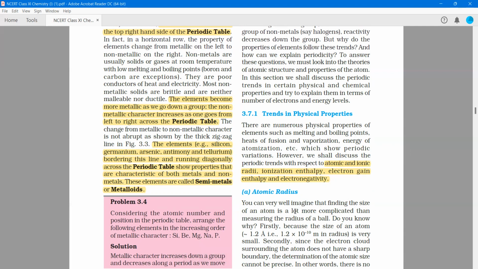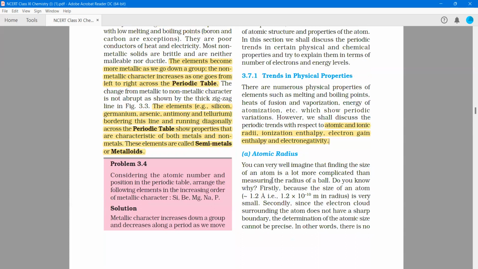Most of the physical properties you can easily define if you know the radius and the electronegativity. Every other property is linked with the size and the electronegativity of the element. So if you know the size trend and the electronegativity trend, then you know everything. And how they are correlated, we will be dealing with in this particular section. So let us talk about the atomic radius.